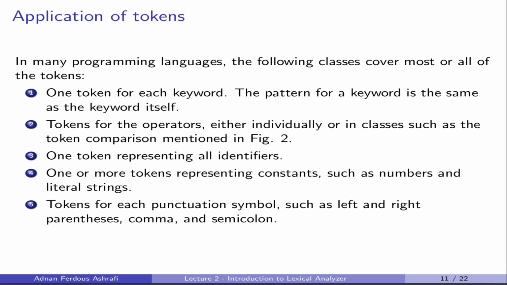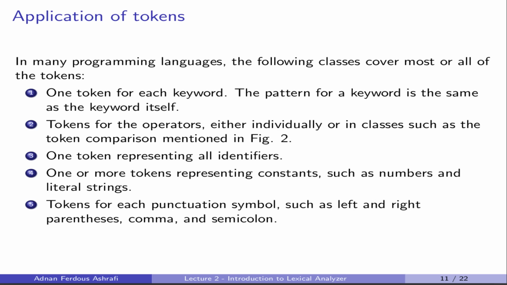Alright, now we come to how these tokens are actually useful to us. We will learn about the application of tokens. In main programming languages the following classes cover most of all the tokens. There is one token for each keyword, for example a token for int, a token for if, a token for else, a token for for, and so on. This is intuitive, that the pattern for a keyword is the same as the keyword itself, right? Makes sense, because as they are keywords they will not change and they will remain exactly the same, so that's why the keyword and the pattern are exactly the same.